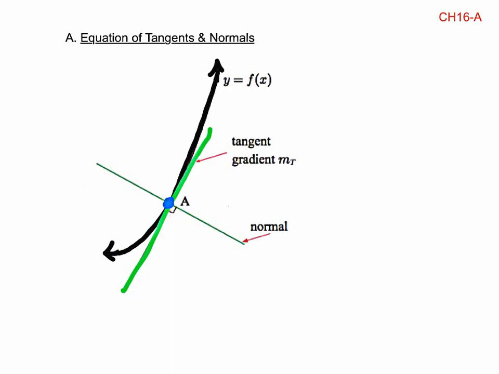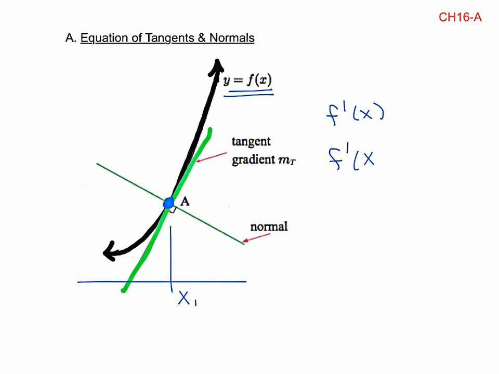In this video, we will talk about equation of tangents and normals. Given y is equal to f of x, when we take the derivative of the function, f prime of x, this finds a slope at any given point. So if we plug in an x value, let's say it has a value of x1, then f prime of x1 will give us the slope at this blue dot. The one in green would be the slope of the tangent line.